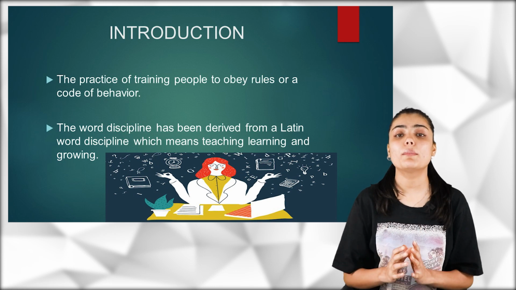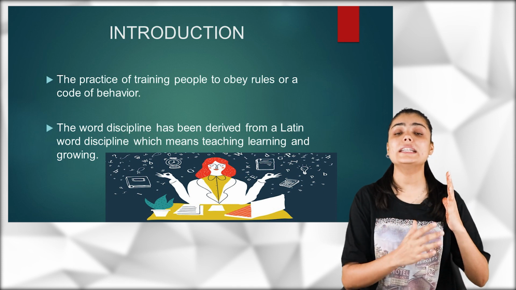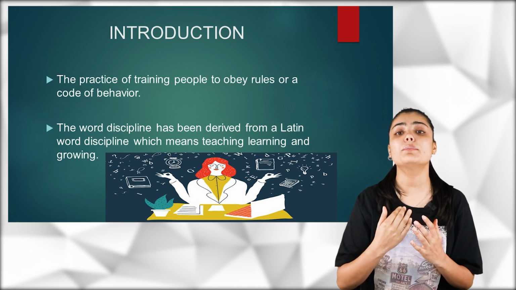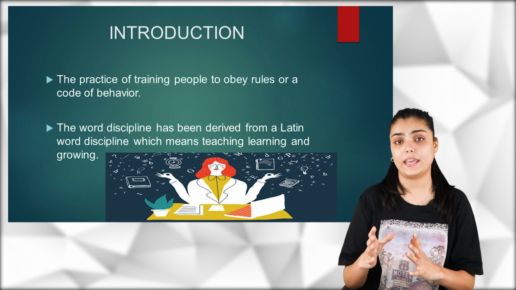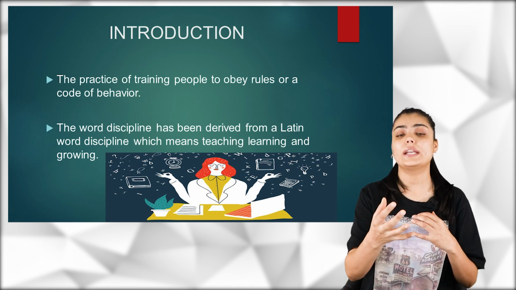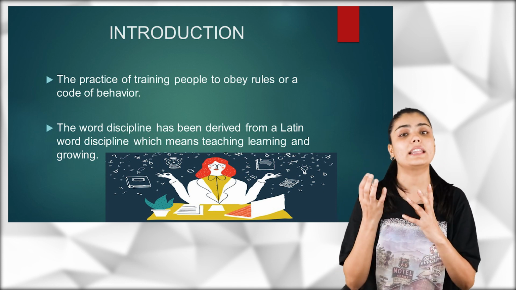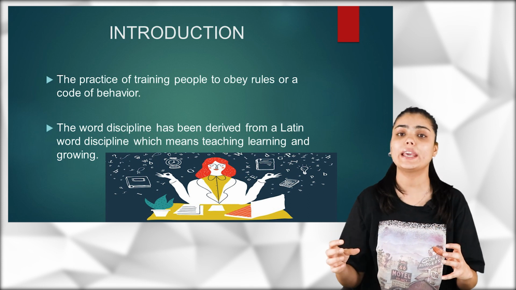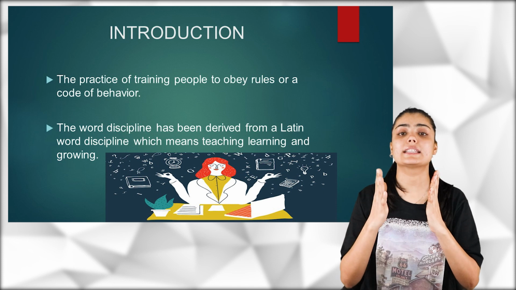So before we move on to management of disciplinary problems, let us briefly see what is discipline. Discipline is a common word. It is a familiar word. So what is discipline? Discipline is a practice in which we train people to obey certain rules or code of behavior. Discipline is a certain training that is provided to people so that they follow a certain code of behavior or that they obey a certain rule that is given to them.